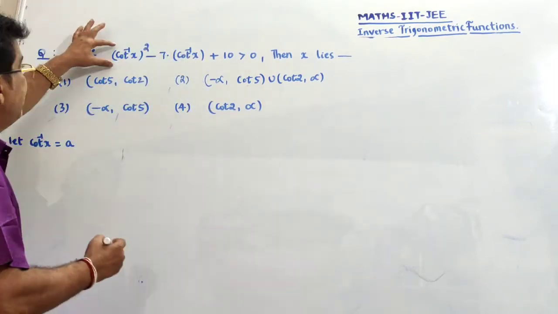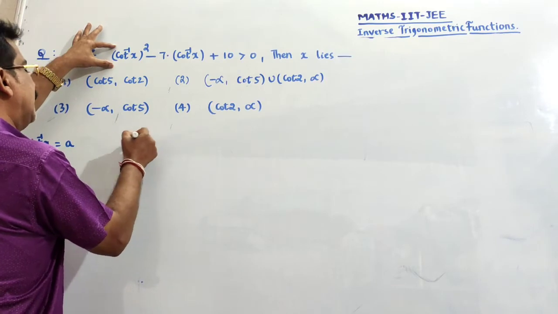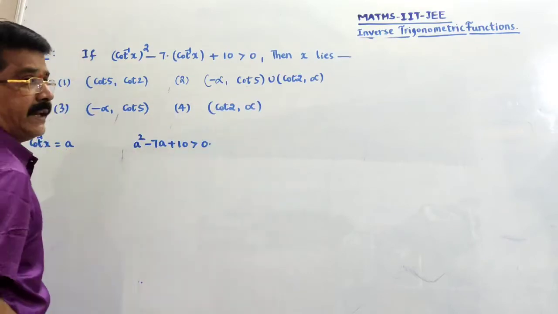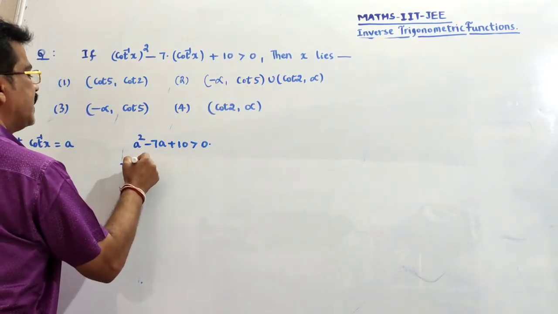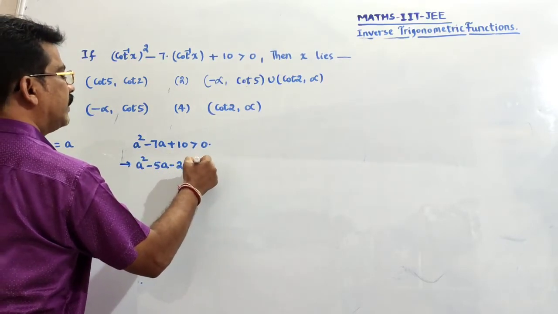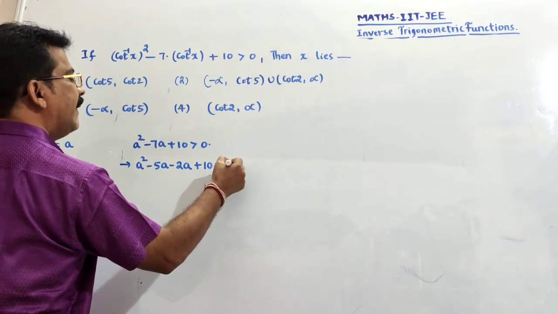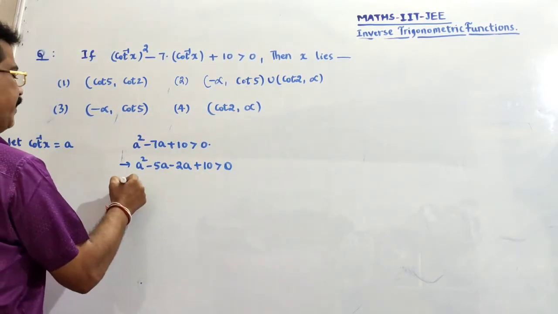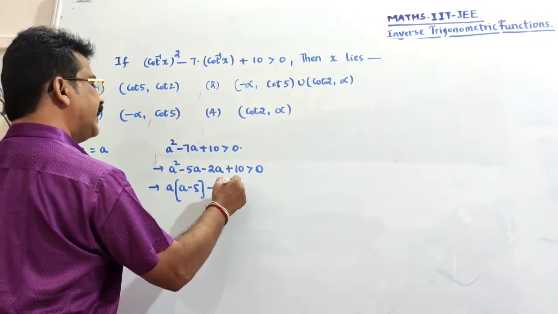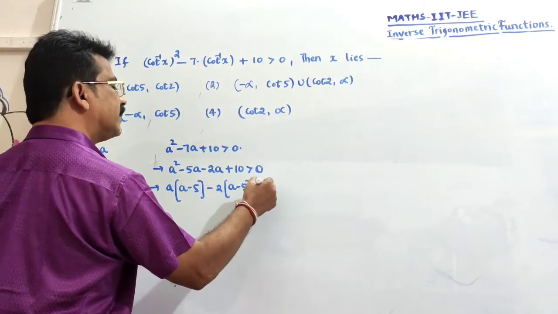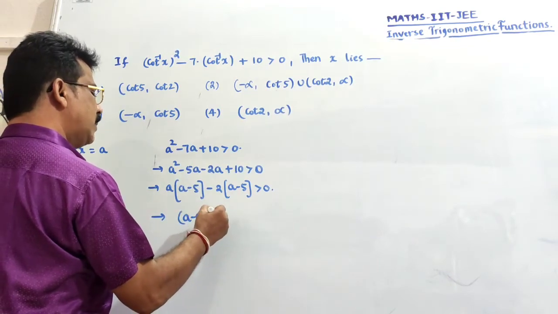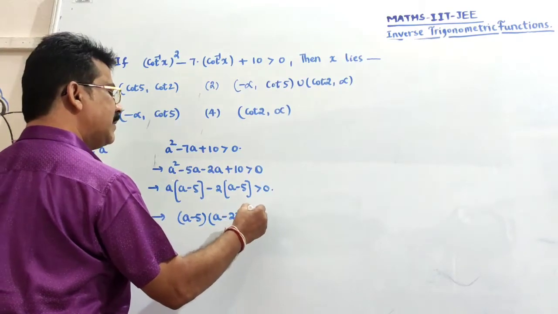Then the given inequation becomes a squared minus 7a plus 10 greater than 0. By factorization, it is a squared minus 5a minus 2a plus 10, since the product is 10 and the sum is minus 7. That implies a into (a minus 5) minus 2 into (a minus 5) is greater than 0. That implies (a minus 5) into (a minus 2) is greater than 0.